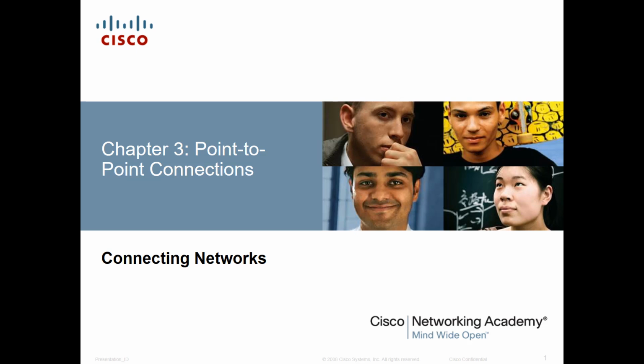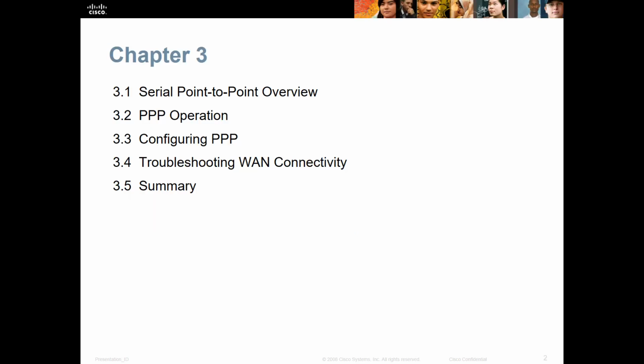Here dealing with Chapter 3, Point-to-Point Connections. In this chapter, we're looking at serial point-to-point. We're looking at PPP operations, how to configure it, and troubleshooting the WAN connectivity using PPP.